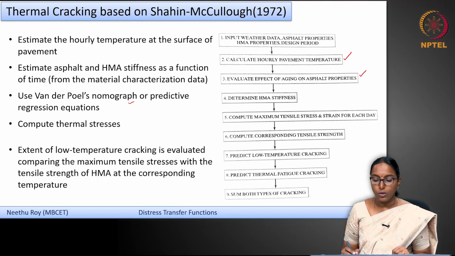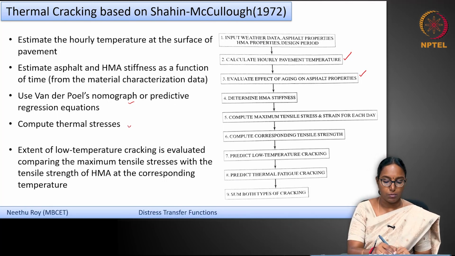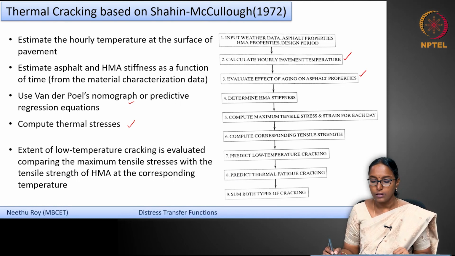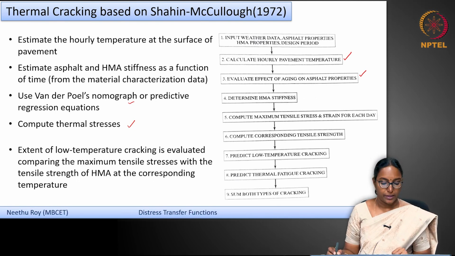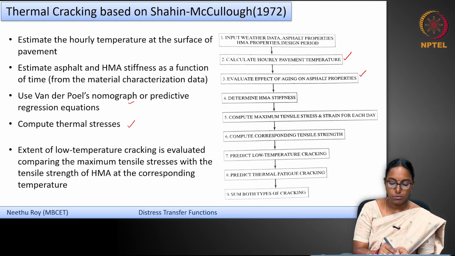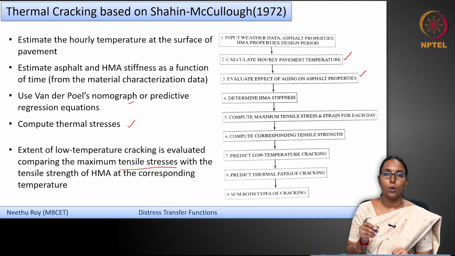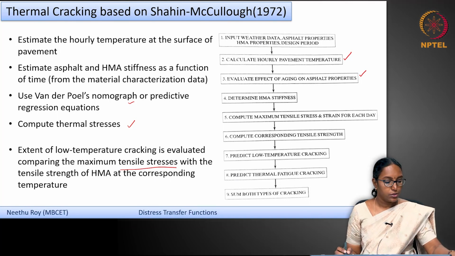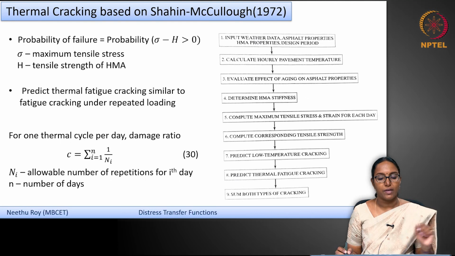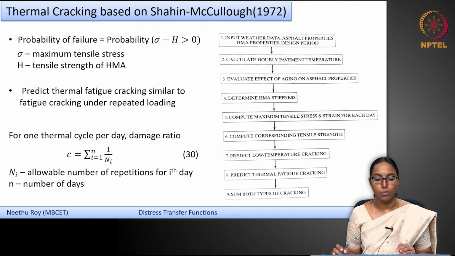Okay. Now, the next step is to compute the thermal stresses. Once you compute the thermal stresses, the extent of low temperature cracking can be evaluated by comparing the maximum tensile stresses with the tensile strength of the HMA at the corresponding temperature. Okay. Then we have to see whether there is a failure probability or not.